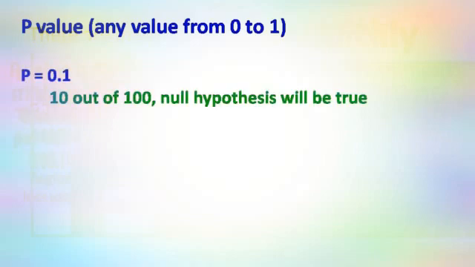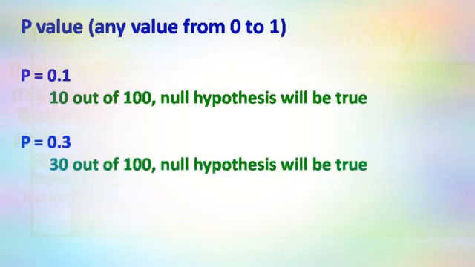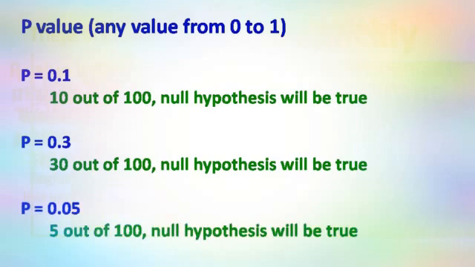The p-value can take any value from 0 to 1. Let's say the p-value is 0.1. This means if I repeat an experiment 100 times, 10 out of 100 times the null hypothesis will be true. Let's say the p-value is 0.3. This means if I repeat the experiment 100 times, 30 out of 100 times the null hypothesis is going to be true. Let's say the p-value is 0.05. This means if I repeat the experiment 100 times, only 5 times the null hypothesis is going to be true.